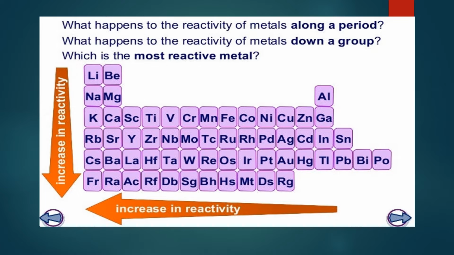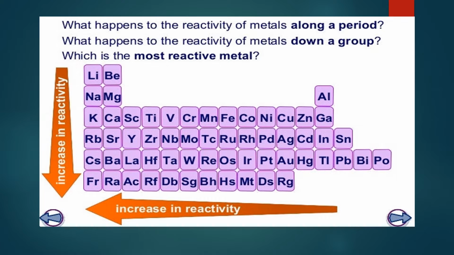The first question is, what happens to the reactivity of metals along a period? Let me discuss this first. Remember that periods in the periodic table are from 1 to 7, and the direction is from left to right. So let's have, for example, the third period, starting from potassium, going to gallium. That's from left to right.